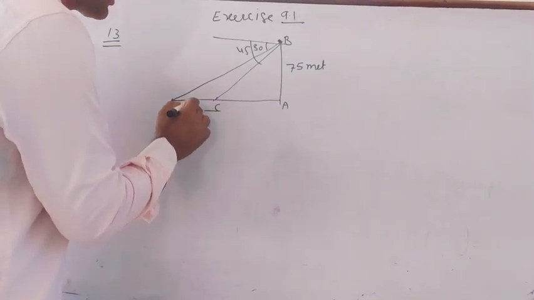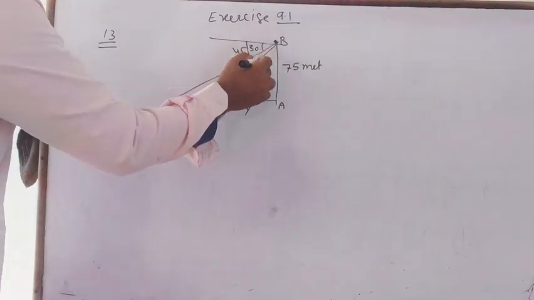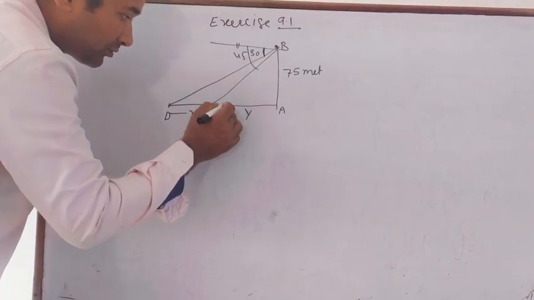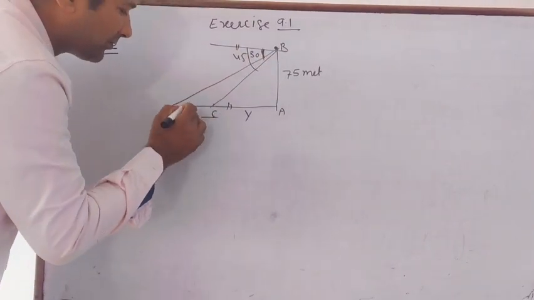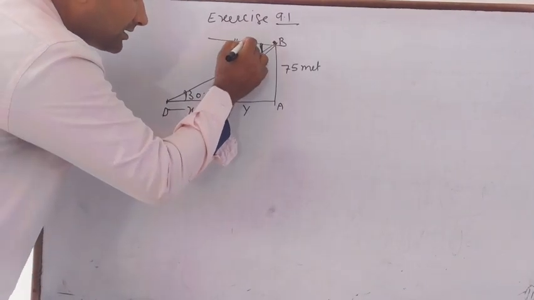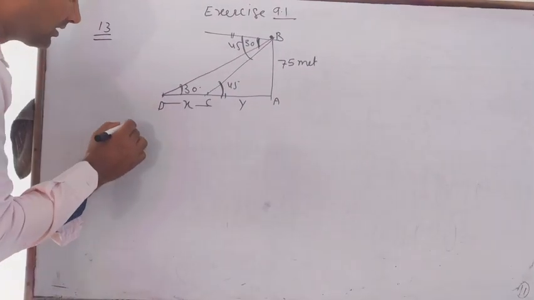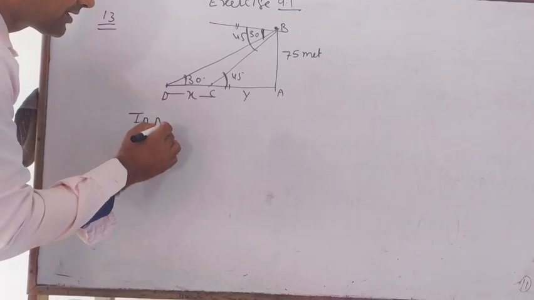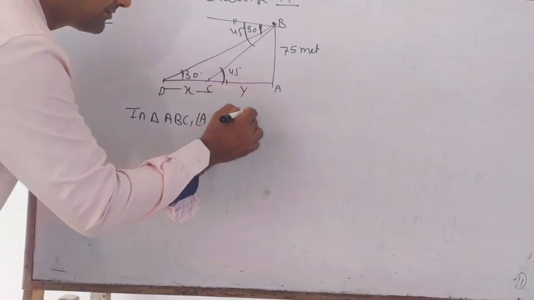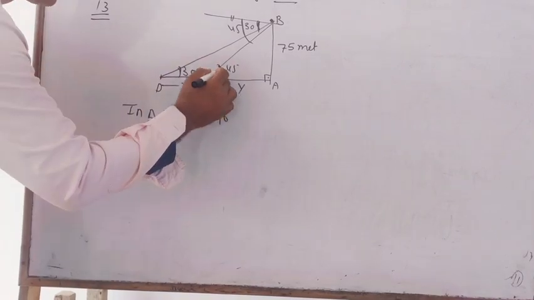So let us suppose that CD equals x and AC equals y. Then by the law of alternate interior angles, this line is parallel to this line, so this angle will be equal to this angle. So angle D is 30 degrees and angle C, this angle will be equal to this angle, this will be 45 degrees. So in triangle ABC, angle A is 90 degrees.